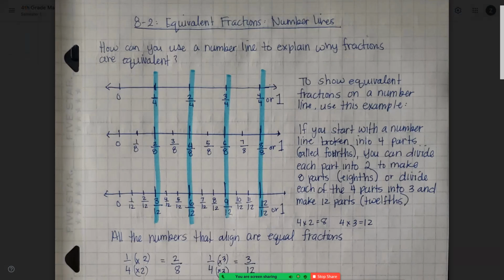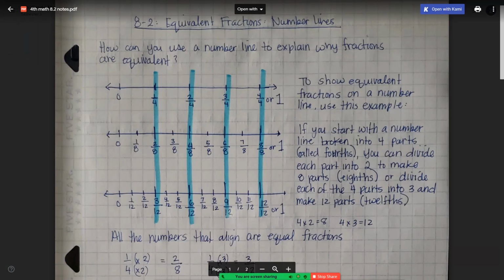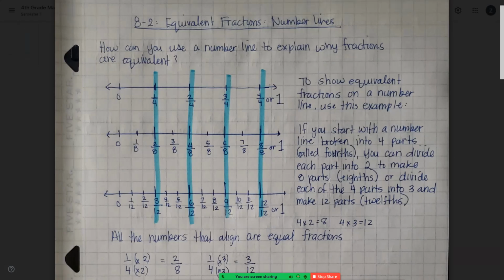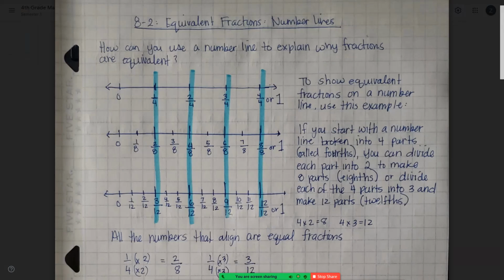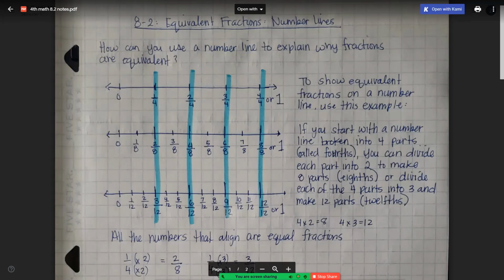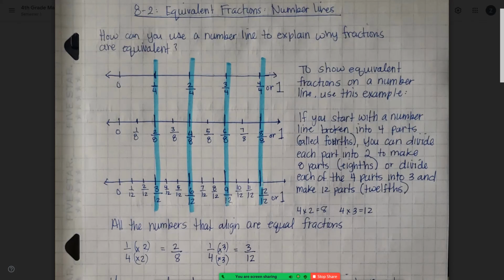To show equivalent fractions on a number line, use this example. If you start with a number line broken up into 4 parts, which are called fourths, you can divide each of those into 2 more parts to make 8 parts, which we call eighths. Or you can divide each of the 4 parts into 3 equal parts and make 12 parts altogether, or twelfths. Now, when you line them up from 0 to 1, you can see exactly where the lines match up. You can figure out where the equivalences are by tracing them down. All the numbers that align are called equal fractions or equivalent fractions.